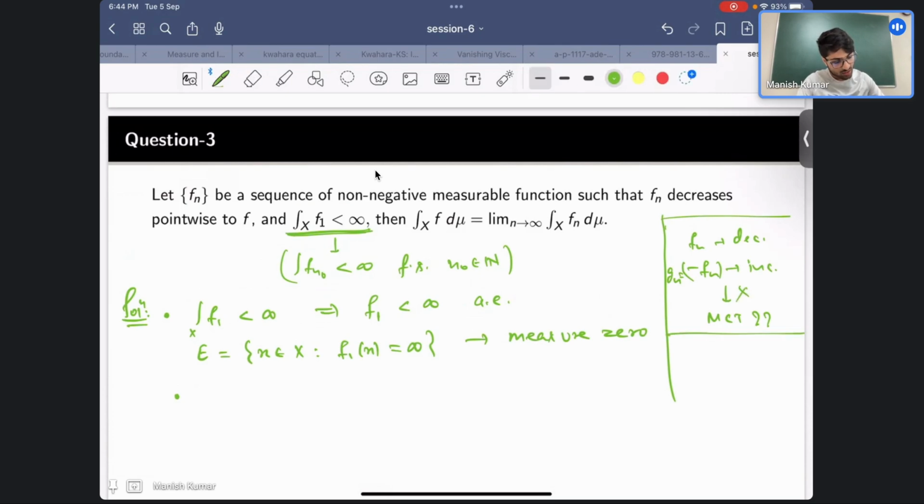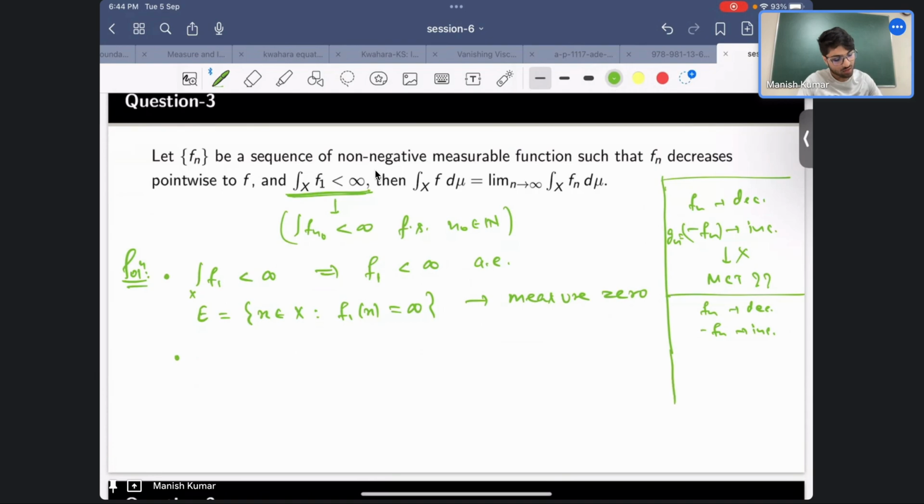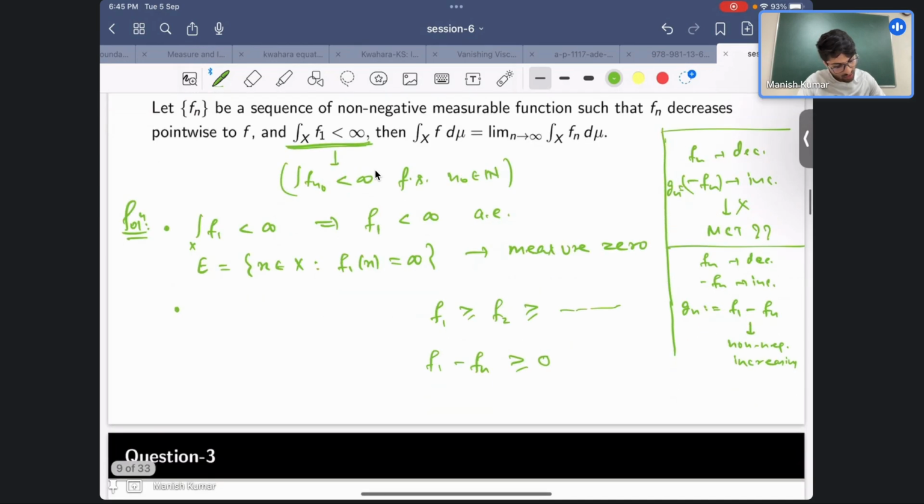So what you can do instead: you know fn is decreasing, so minus fn is increasing. You only need to make sure somehow that we consider a sequence which is increasing as well as non-negative. You have been given this condition: f1 greater than or equal to f2 greater than or equal to, and so on. Now if you consider f1 minus fn, this is always greater than or equal to 0, right? So consider your gn to be f1 minus fn. Then this is non-negative, this is increasing, and in fact it converges to f1 minus f, right?